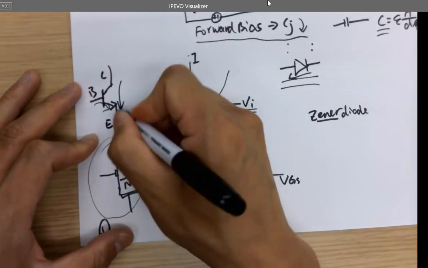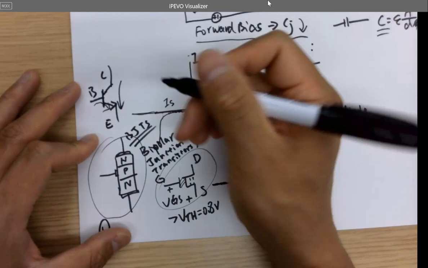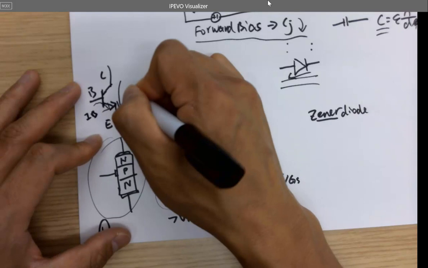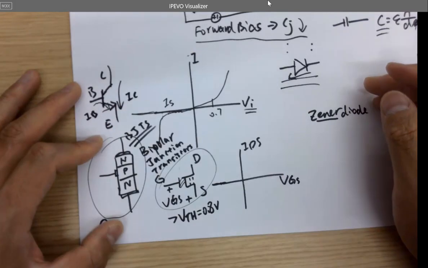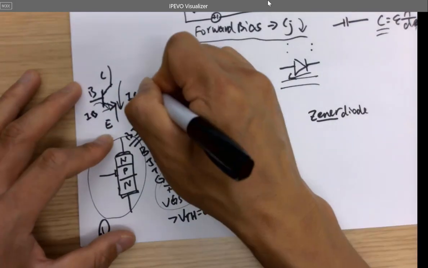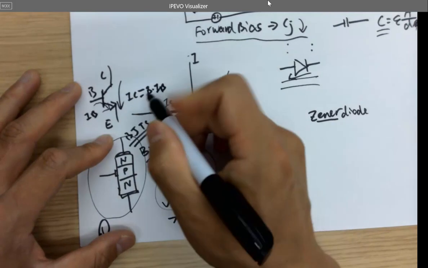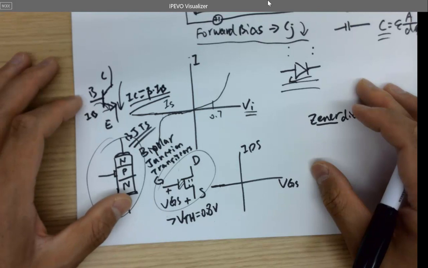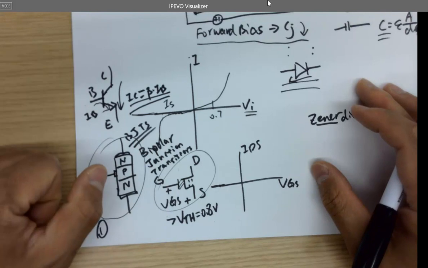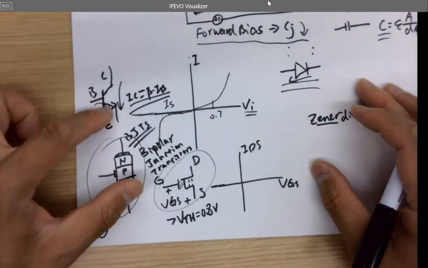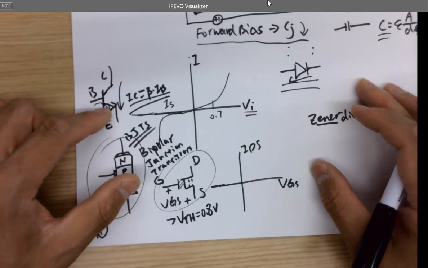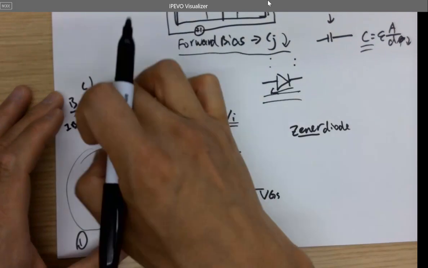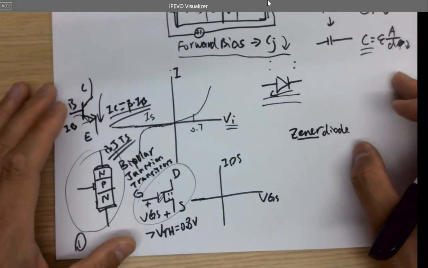The emitter emits current, and you have to run a little IB here in order to make an IC. It's getting amplified. So IC equals beta times IB. It's a current to current amplifier. It's a current controlled current source. For the BJT transistor, we're not going to do too much of it in this class. It's going to be covered in analog.